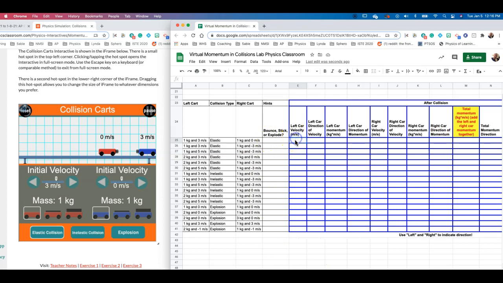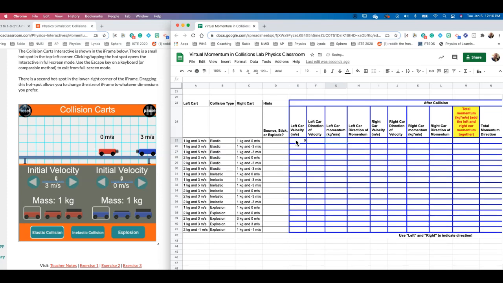So for this one, the left car velocity after the collision is 0. The direction of velocity, there isn't any. The left car momentum then is also 0, and there is no direction because it's not moving. The right car velocity is 3, and the direction is right.